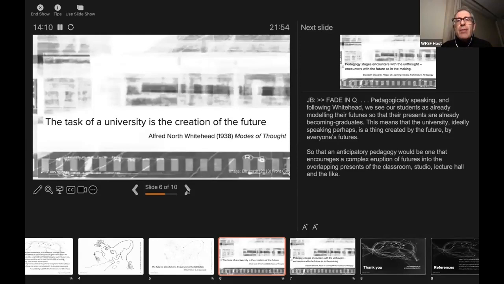And we know this when we talk to our students, or the energy and the excitement and capacity for escaping the frameworks and perhaps the learning outcomes which we teach them with, and it's there for a reason. But our students, their futures are much more than that. They exceed that. They extravagate the pedagogic navigations provided by the institution of the university. So an anticipatory pedagogy would be one that encourages a complex eruption of futures into the overlapping presence of the classroom, of the studio, of the lecture hall, and the like.